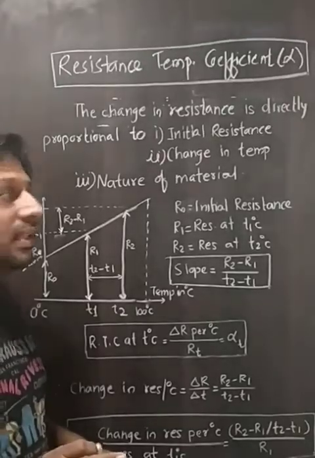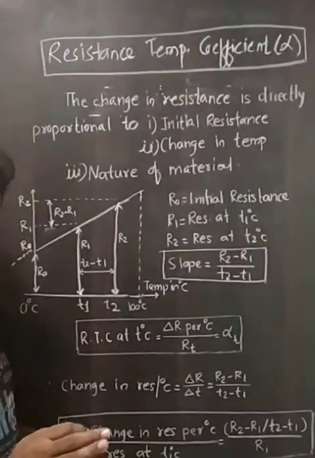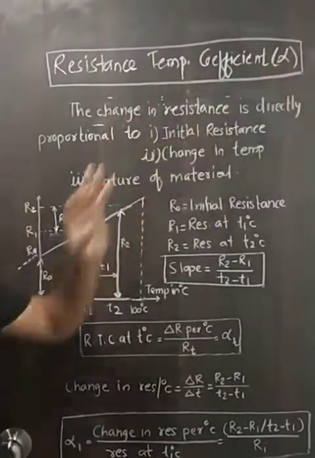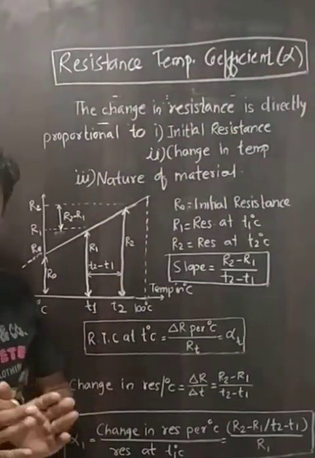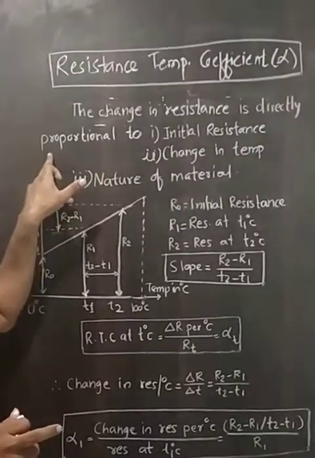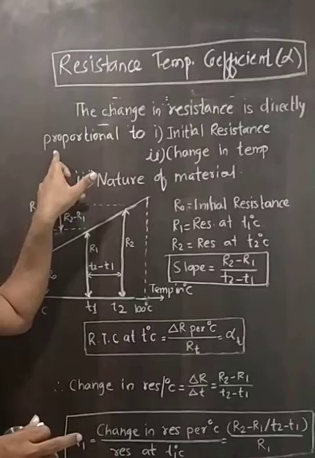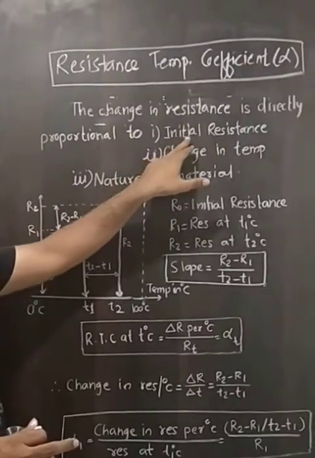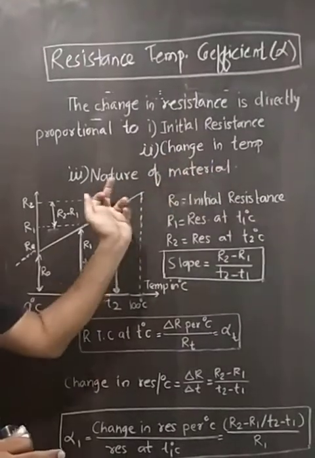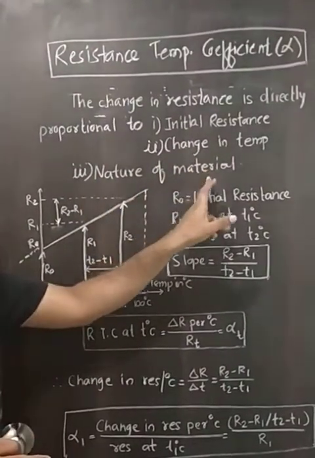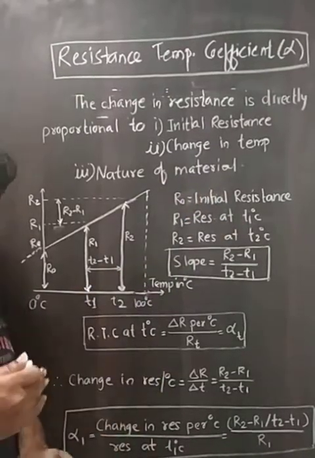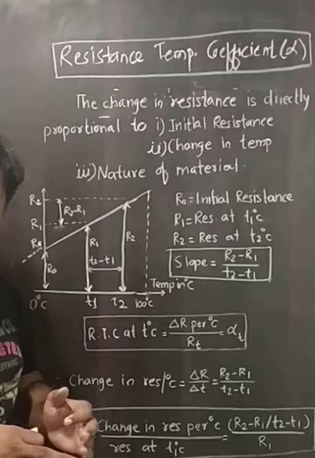Friends, in this lecture we are going to discuss resistance temperature coefficient. It is denoted by alpha. Now we know that as temperature changes, resistance changes. So the change in resistance is directly proportional to, first, the initial resistance, second, the change in temperature, and third, the nature or type of material. Whether resistance increases or decreases with temperature depends upon the type of material.